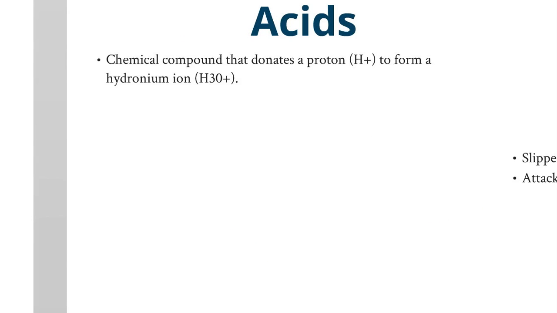Acids are chemical compounds that donate a proton, H+, to form a hydronium ion, H3O+. Notice a proton is just a hydrogen atom which lost its electron, leaving behind only the proton. So that's why it has a positive charge of 1, H+. This definition is kind of hard to grasp if you've never seen it before, so let's look at what it looks like.